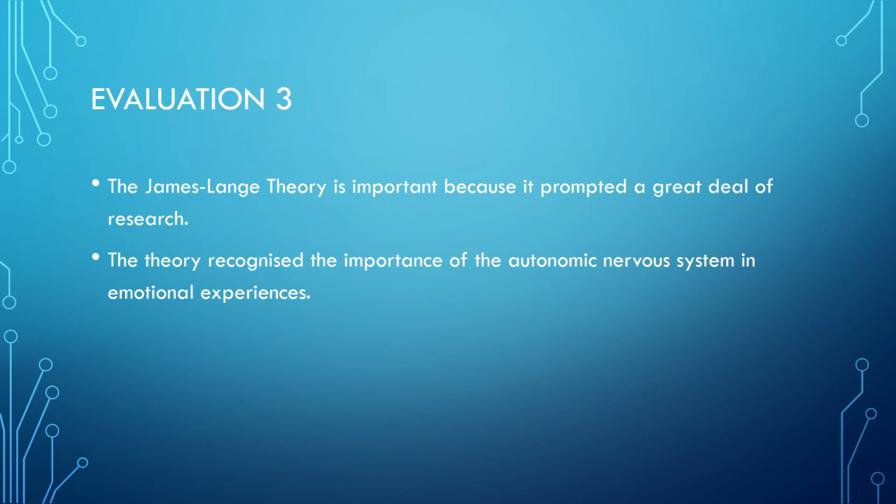There are some good bits about the theory. It's really important because it prompted a great deal of research into how the body produces and interprets emotions and how we link the emotion to the situation. And it also recognizes the importance of the autonomic nervous system in emotional experiences. And that's been demonstrated by much more recent research.